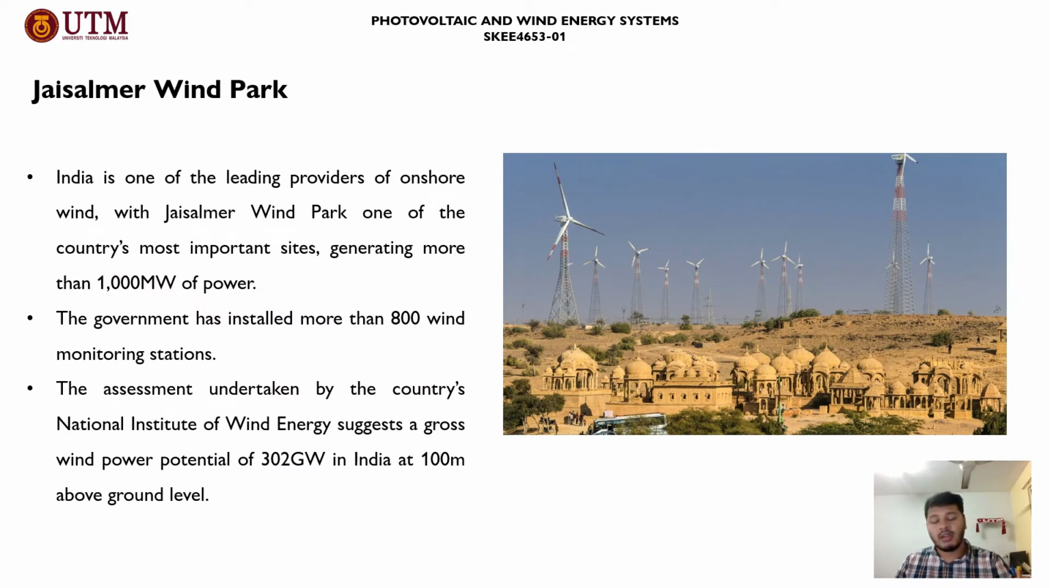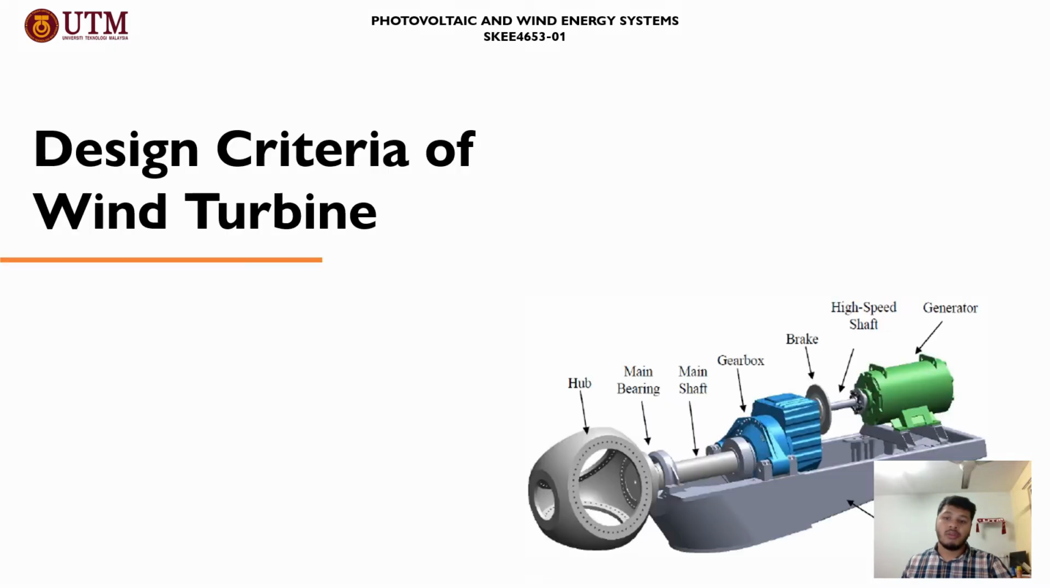So Jaisalmer Wind Park actually does not belong to one company or to the government sector. There are private companies, and a lot of companies build the wind turbines there. There are nearly 800 monitoring stations in the wind park, and they are generating more than 1000 megawatt of power. But the country's National Institute of Wind Energy suggests a gross wind potential of 302 gigawatt in India at 100 meter above the ground level. So that was the introduction for wind energy and Jaisalmer Wind Park. Next, my friend will talk about the design criteria of wind turbine.